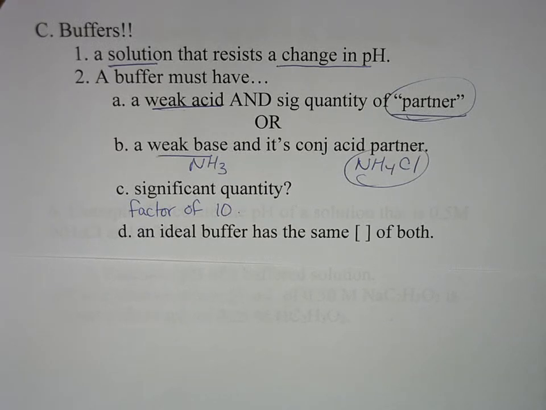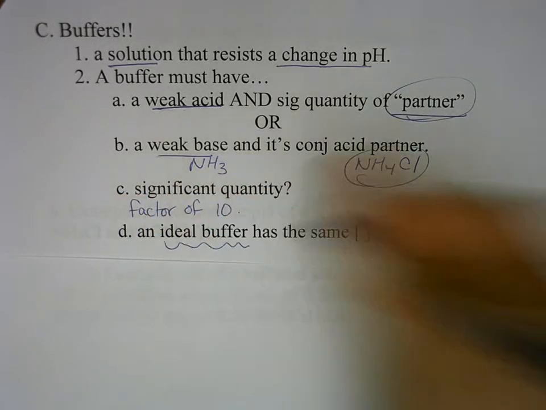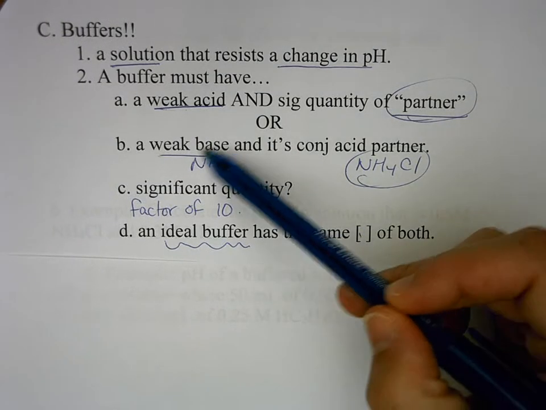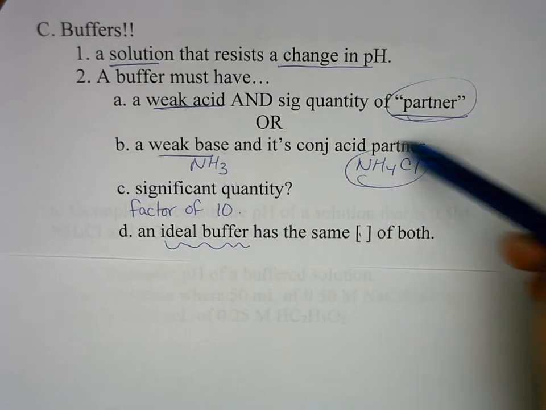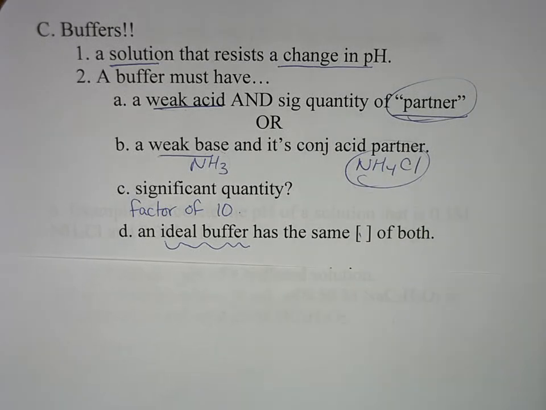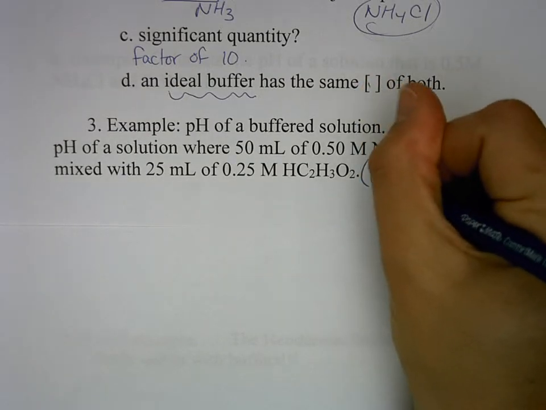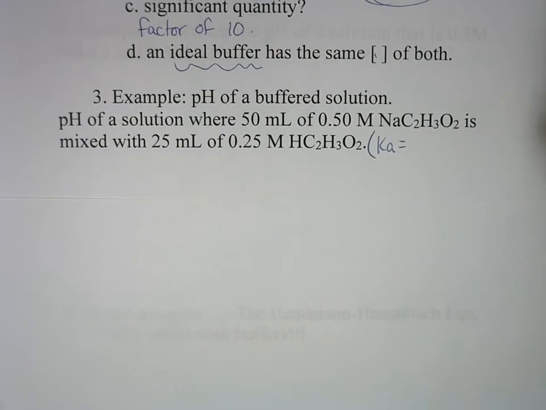An ideal buffer is going to have the same concentration of both. So I would have the same concentration of NH3 as I have of the NH4Cl. That would be considered an ideal buffer. All right, so let's go ahead and do a calculation. There are questions where you have to calculate the pH of a buffered solution, and then there's some questions where you have to figure out how to make a buffered solution, so we'll do each.